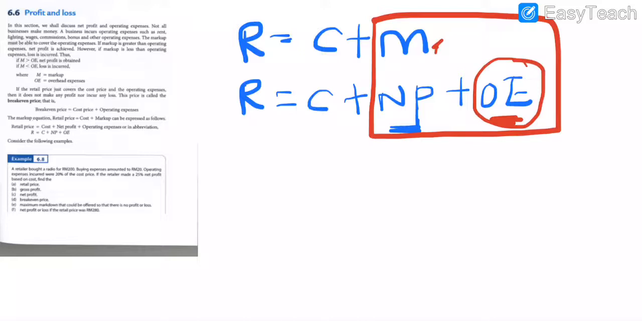So when you look at this question, how do you identify that? You should use R equals to C plus M, or you should use R equals to C plus NP plus OE. Okay, so to identify which formula to use is so easy. If the question ada cakap tentang operating expenses, so this formula you should use. Kalau soalan itu tidak ada cakap tentang operating expenses, so you just use the first formula. Okay, so here C is the cost, NP is the net profit. Okay, OE is operating expenses.